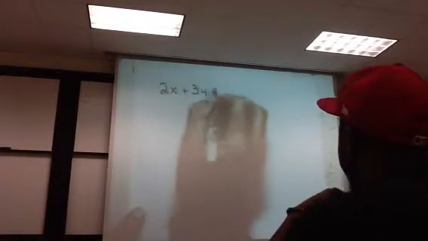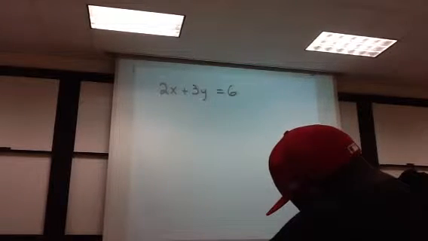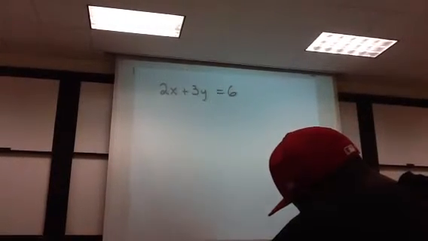When you have the equation of a line in two variables, it will typically look something like this. When you have x's plus y's equal a number, this is called standard form.